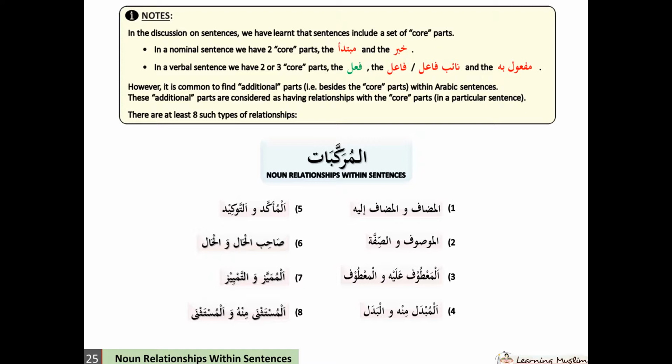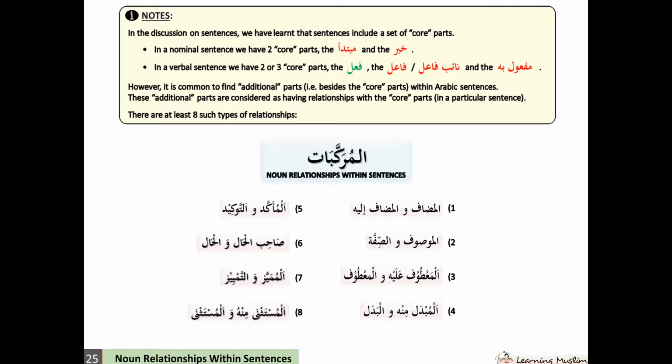And then it is common that we would find other words or sentences surrounding our particular sentence, and those nouns or sentences would then have a relationship with the core parts or nouns within our sentence. And there are 8 types of relationships.